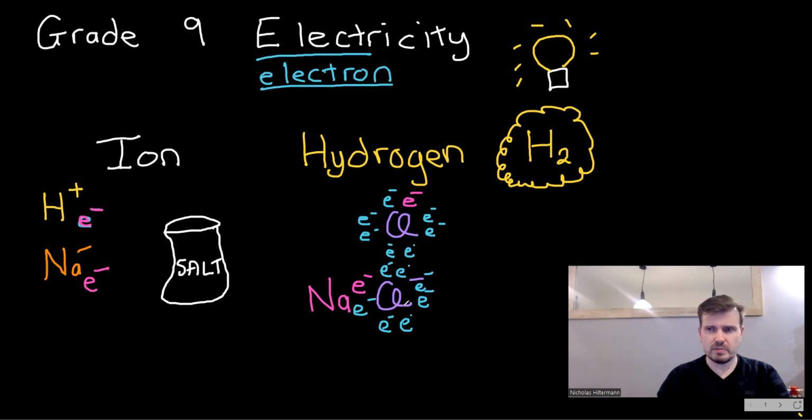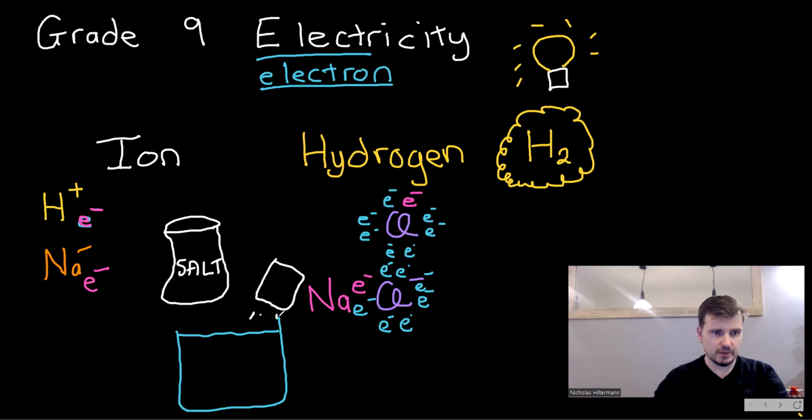I just want to talk about the idea that sodium and chlorine, this salt, when you put it in water, it ionizes, meaning the sodium and the chlorine ions separate. And so if I have a solution like this, and I put this salt in, I turn this around, and I put a bit of salt in here.